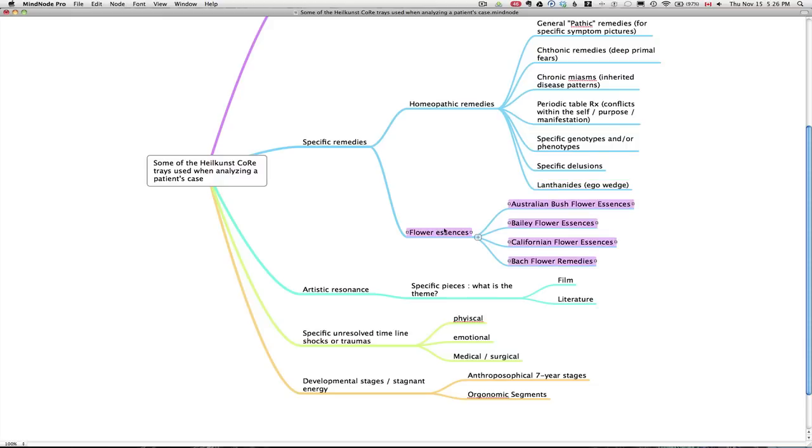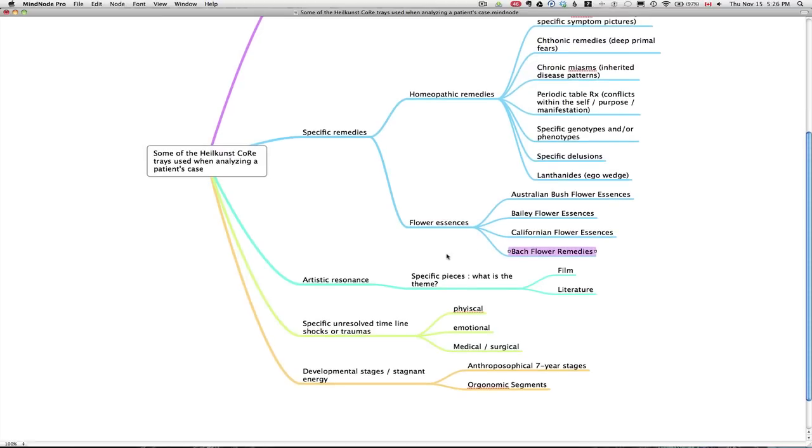Now, in addition to the homeopathics, we also have a number of different systems of flower essences programmed into the core trays, and those include the 4 primary ones. That's the Australian bush flower essences, the Bailey flower essences, the Californian flower essences, and the original Bach flower remedies. If anyone knows Rescue Remedy and the work of Dr. Edward Bach, that's what that set is about.